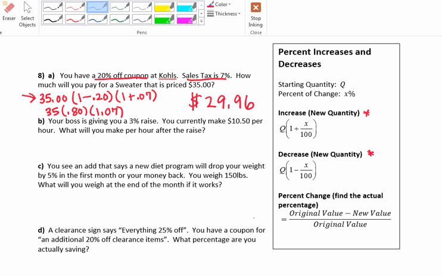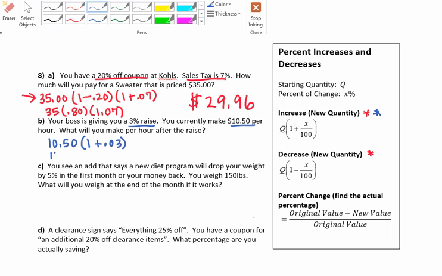Okay. Your boss is giving you a 3% raise. You currently make $10.50 per hour. What will you make per hour after the raise? So we're going to start with our $10.50. And we could multiply by 3% and then tack it on. But since this is an increase, I should be able to do this all in one step. 1 plus 3%.